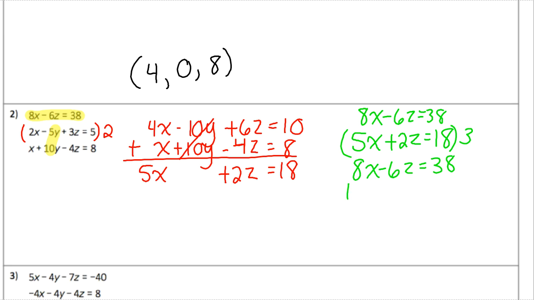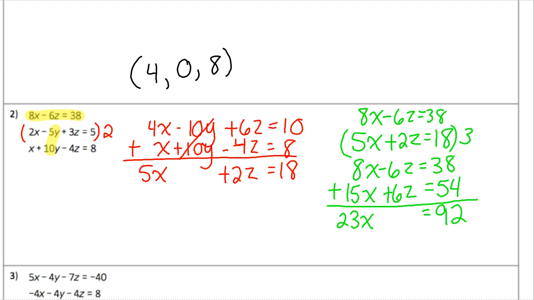And multiplying that bottom one, I get 15x plus 6z equals 54. Okay, so now I can eliminate those z's by adding these equations together. That's going to give me 23x equals 92. When I solve that, I get that x is 4.